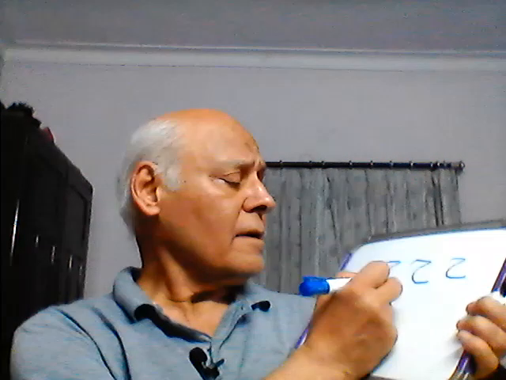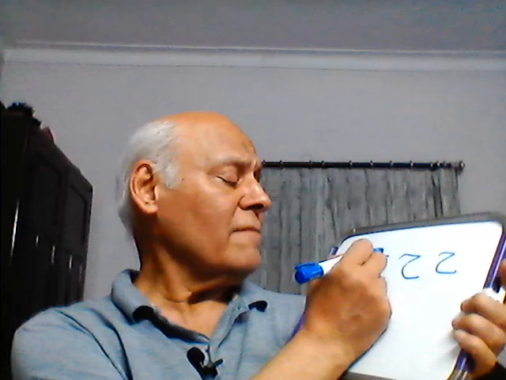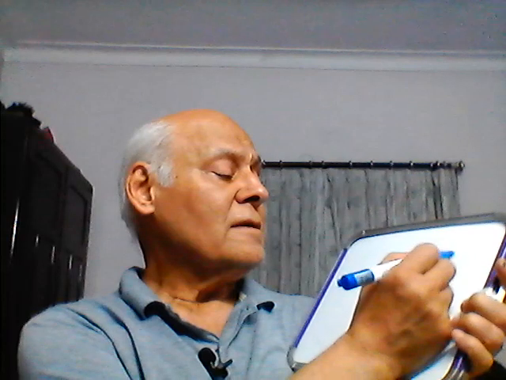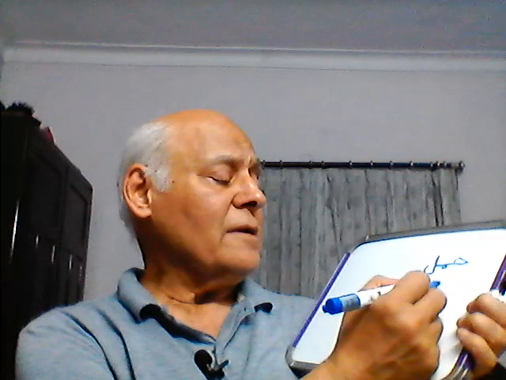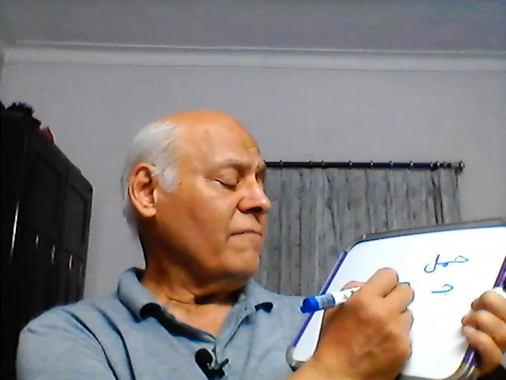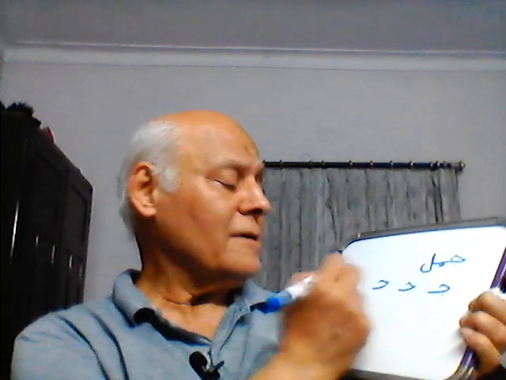Similarly, jeem, ha, and kha. Jeem, we put one dot here; ha without a dot; and kha with one dot up. If we want to write words with the help of these letters, it is to be written like this. If we put a dot down, it is jeem. If we put it without a dot, it is ha. And if we put a dot up, it is kha. So, jamal. Jamal means camel.